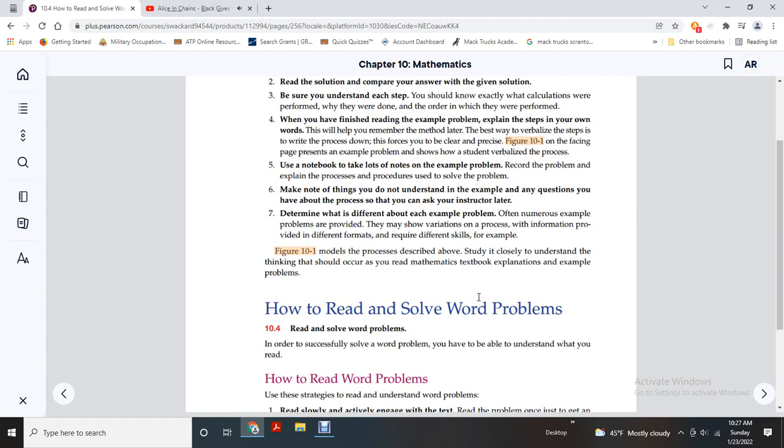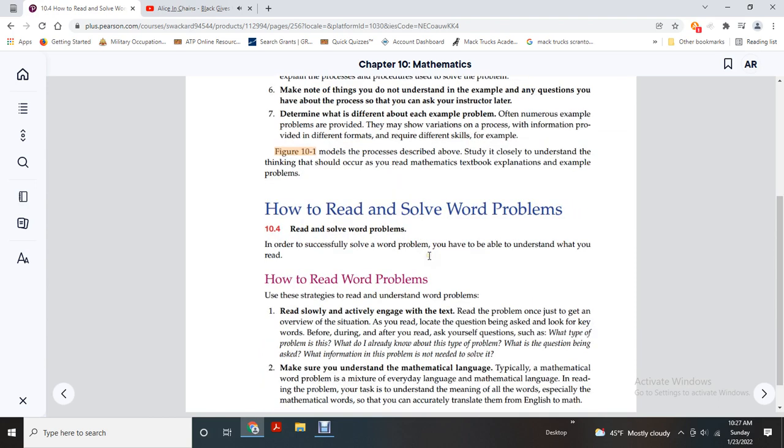7. Determine what's different about the example problem. Often numerous example problems are provided. They may show variations on the process or information provided in different formats that require different skills. Figure 10-1 models the process described above. Study it closely to understand the thinking that should occur when you read mathematics textbook explanations and example problems.